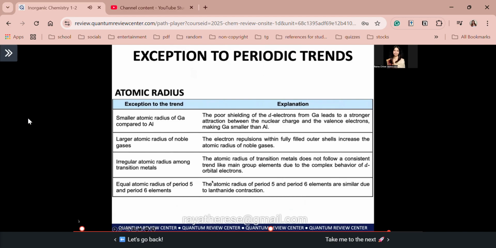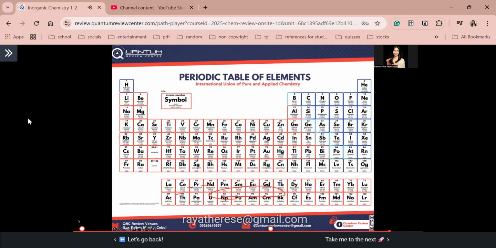Okay. And lastly, the atomic radius of period 5 and period 6 elements are equal, and that is because of the lanthanide contraction. So this is period 5, guys, and this is period 6, which also includes the lanthanides. Again, from the lanthanide contraction, magliliit ang period 6 elements. At dahil dyan, magiging similar ang size ng period 5 and period 6 elements. Okay. I hope that's clear.